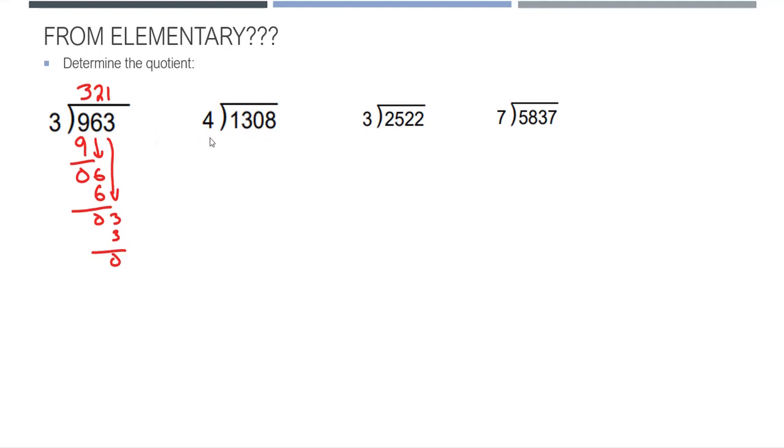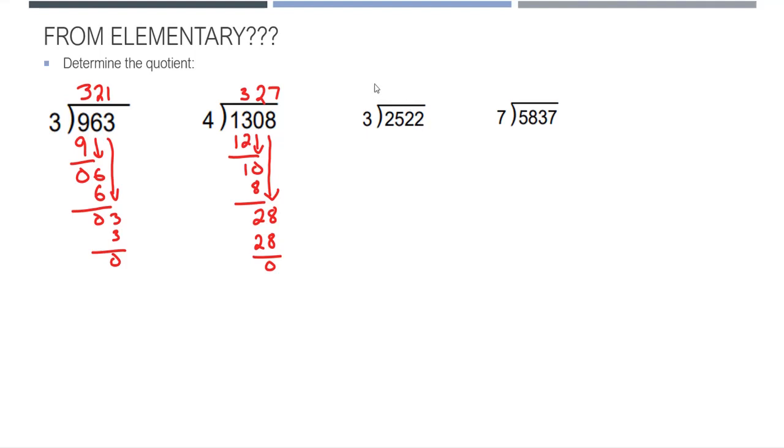So how many times does 4 fit into 13? Well, it fits in 3 times. And 4 times 3 is 12. And then 13 minus 12 is 1. And then we drop down the 0. How many times does 4 fit into 10? Well, twice. And then 4 times 2 is 8. 10 minus 8 is 2. Drop down this 8. And how many times does 4 fit into 28? Well, 7 times. And then 4 times 7 is 28. Oh, there's no remainder again.